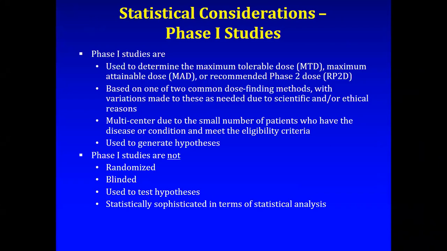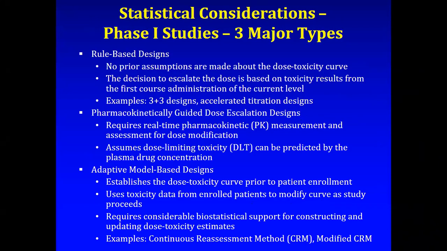As I think Mansoor said, phase 1 trials are by their nature multi-center just because of the small number of patients who would be eligible and willing to participate in these trials. Phase 1 studies are considered hypothesis generating. So at the bottom, I put what phase 1 studies are not. Again, some of these concepts: they're not blinded, they're not randomized, and they're not used to test hypotheses. From my viewpoint, phase 1 studies are also not statistically sophisticated in terms of statistical analysis. The statistical sophistication comes in the design part of the phase 1 studies.